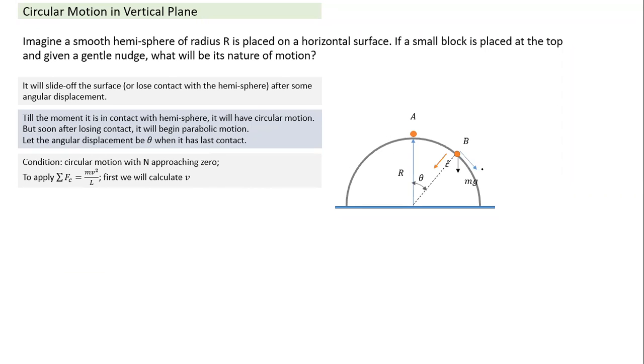We need to find the velocity at B. How do you find the velocity at B? Well, basically, if I choose this as the gravitational reference, I can equate the mechanical energy at A to the mechanical energy at B.